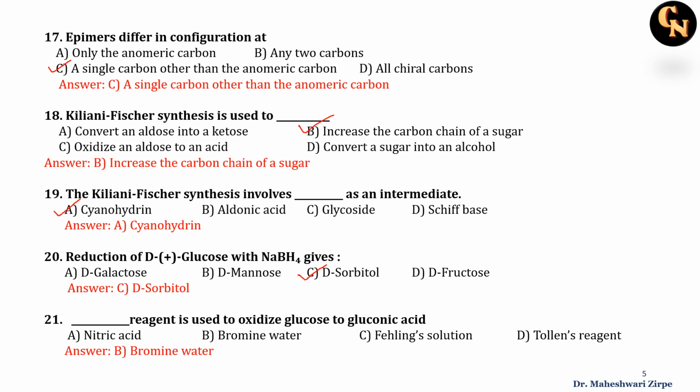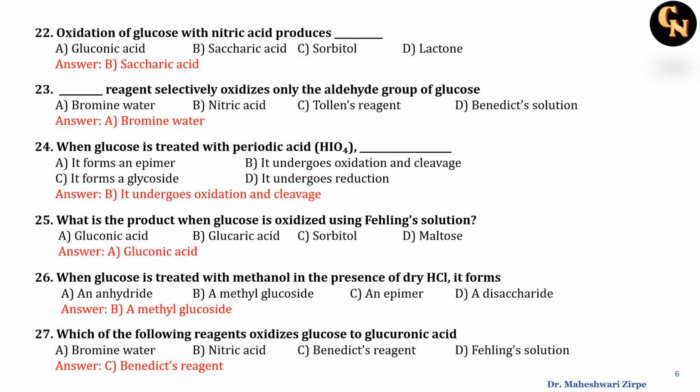Then next is which is used to oxidize glucose to gluconic acid. So now this is oxidation. Which reagent will you be using to oxidize glucose to gluconic acid? So it is bromine water. Again these are based on your chemical reactions of carbohydrates. If you know the chemical reactions of carbohydrates, then you can solve them. Next is oxidation of glucose with nitric acid produces dash. So when you oxidize glucose with nitric acid, you are going to get option B. Okay, you will get an acid.